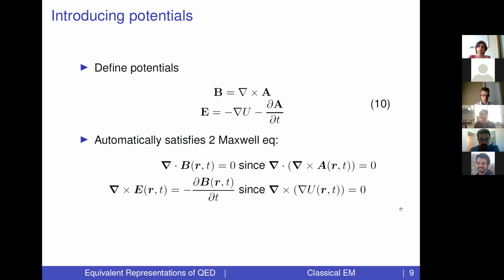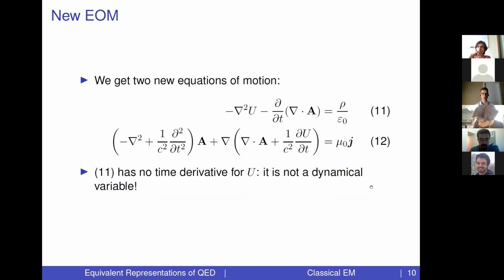All right. Of course, what is also often done is that we define potentials that replace our electric and magnetic field. So in particular, the vector potential A and the scalar potential U. If we plug this into the Maxwell equations, then just by construction, two of these Maxwell equations are automatically satisfied. This is because the divergence of the curl of a vector field is 0, and also the curl of a gradient of a scalar field is 0. So this does not give us anything new. What is new, however, are two new equations of motion in terms of the vector and scalar potential.